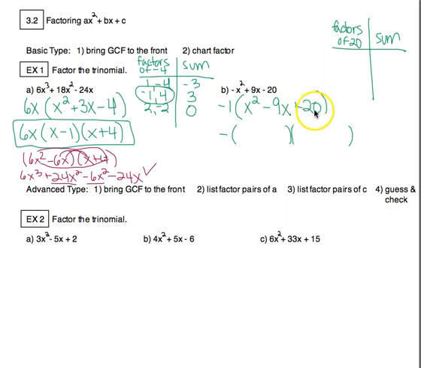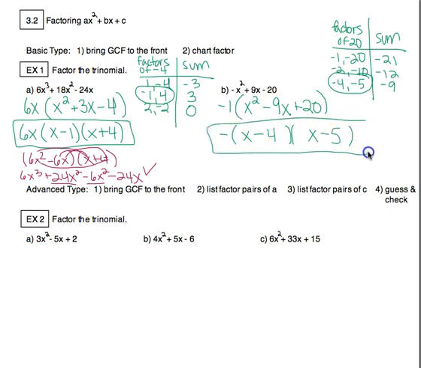So to get positive 20, it could be -1 with -20, -2 with -10. It's not divisible by 3. Or it could be -4 with -5. I'm back around, so I know there aren't any more. On my sums, I have these. So winners are right here, x -4, x -5. And then this would be my final answer.